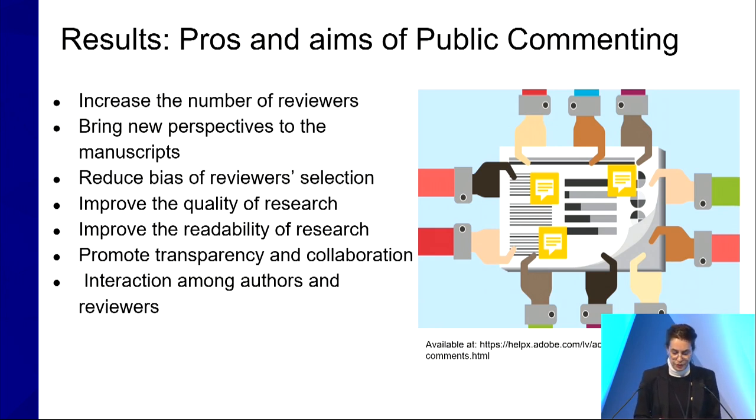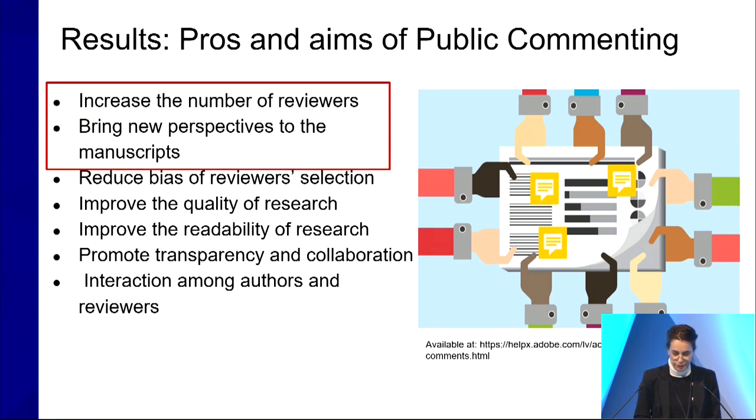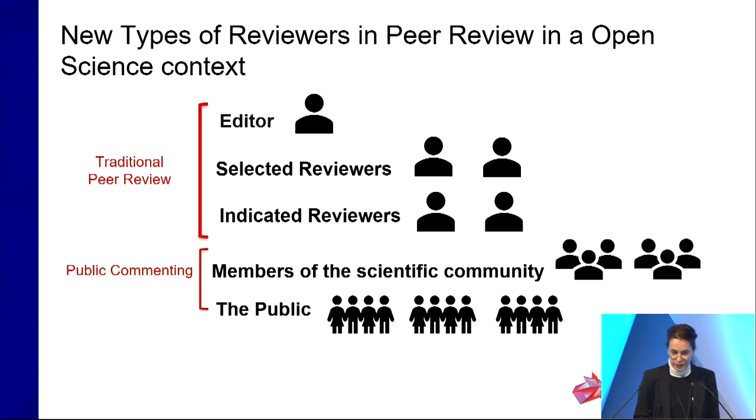for people that are not from the same field of study, not from the same discipline, and also that are not scientists. They are looking at promoting transparency and collaboration in the peer review process, and also more interaction among authors and reviewers. I would like to focus on these two aspects here, increasing the number of reviewers and bringing new perspectives to the manuscript, because you have a difference between models before open science and after open science, because open science is bringing new types of reviewers to the peer review process.